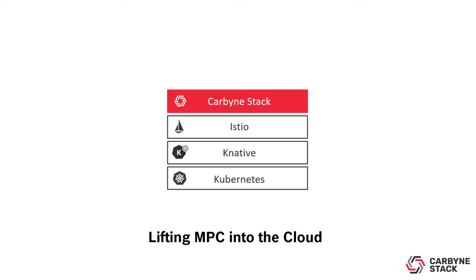Lifting MPC into the cloud. Underneath, Carbyne Stack builds on giants to lift secure multi-party computation into the cloud. Containerization and orchestration is provided with Kubernetes, Knative to deploy MPC as serverless workloads, and Istio is used for flexible routing. Carbyne Stack can be deployed to any Kubernetes cluster on-premise and in the cloud.